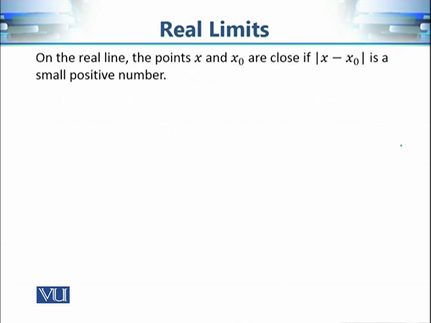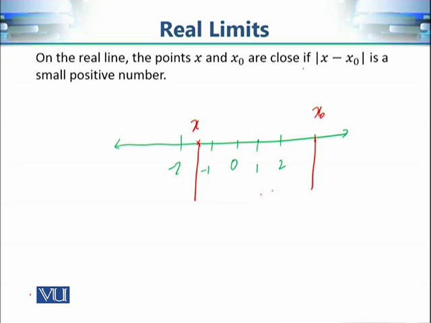On the real line, how do we calculate the distance between two real numbers? Let's say this is the real line, this is the origin, 1, 2, the positive side and the negative side. Now, given any two numbers on the real line, let's say this is x and this is x naught, we can calculate the distance using the mod function. The distance between them is basically |x - x naught|.